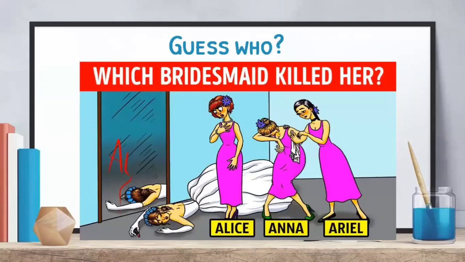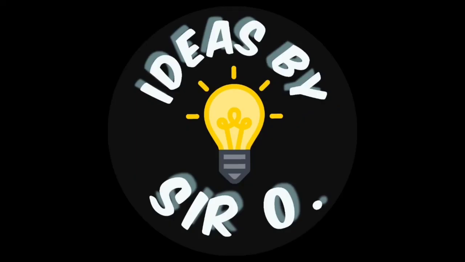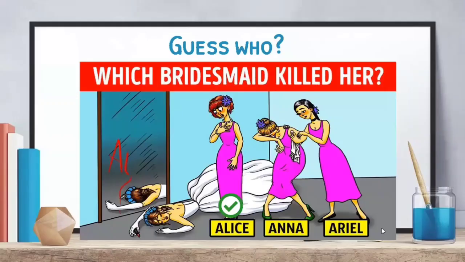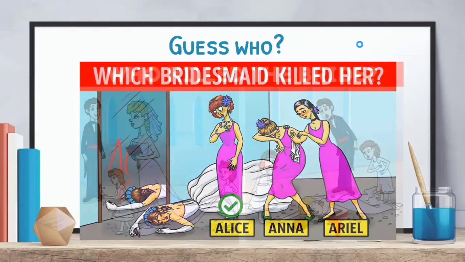Guess who? Which bridesmaid killed her? Is it Alice, Anna, or Ariel? That's right, it was Alice who killed the bride. The writings on the mirror give us a hint that it was Alice who killed the bride. So maybe the bride was still grasping for her breath and she managed to write the first and second letters of the name Alice. Alright? Okay. So now let's go to the next pictures.